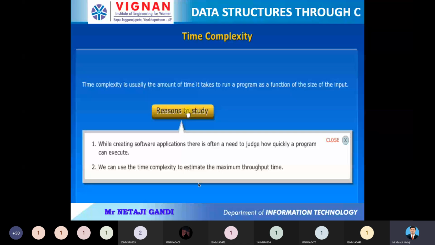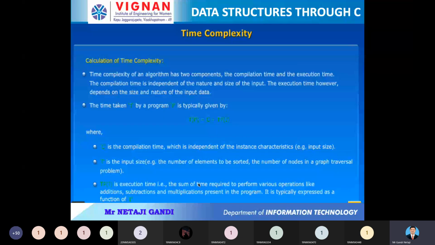So the next topic is time complexity. Time complexity is nothing but the speed of your program: how much time is required to execute it, the maximum time to run the complete program. That is called time complexity. It can be measured as T(P) = C + T(P) based upon the input, where C is the constant.